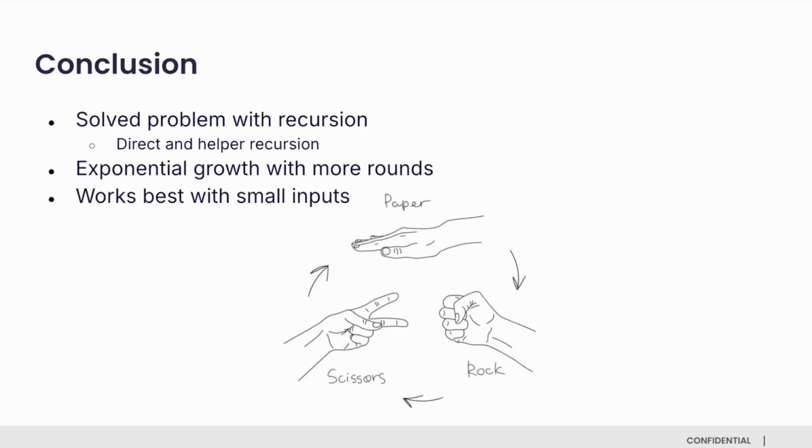So today we learned how recursion works, by breaking a big problem down into smaller parts. We used recursion to generate the possible sequences of rock, paper, scissors throws based on the number of rounds that were given as an input. We also covered the two types of recursion, which is direct recursion, where the function is calling itself, and the helper recursion, where a nested function is doing the work. And while the solution works well for small inputs, we saw that the time and space complexity will grow exponentially as the number of rounds increases.